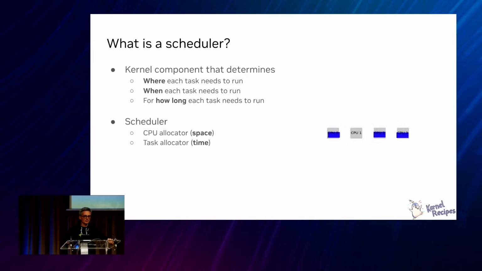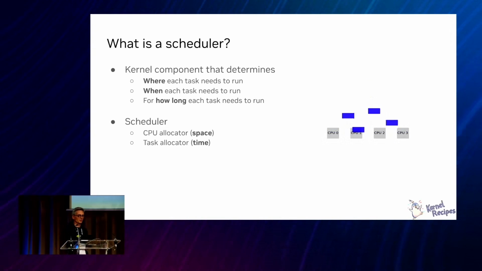You can see the scheduler both as a time allocator. You decide when a task needs to run and for how long, but it's also a space allocator: you need to decide where each task needs to run. And usually when we talk about scheduling, we tend to focus a lot on the timing aspect and not so much on the space, like the CPU allocator. Let's keep that in mind for the whole presentation.